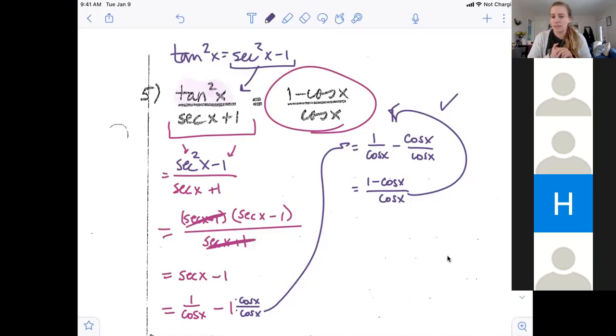I got one more problem, but does anyone have any questions before I do this one last problem? Okay.